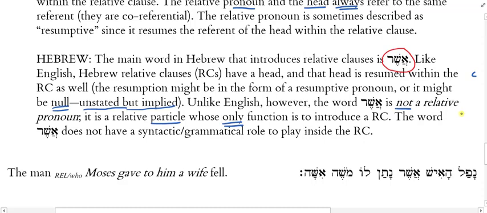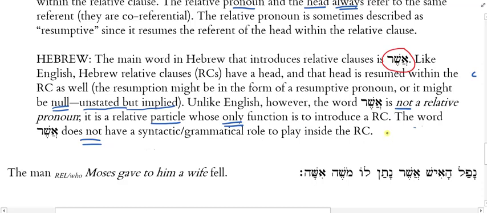Okay? The relative word asher technically might not be translated, although in English we need a relative word, a relative pronoun, to make a good English relative clause. But in English, the relative word has a syntactic role to play inside the relative clause. With Hebrew, the word asher does not have a syntactic or grammatical role to play inside the relative clause.